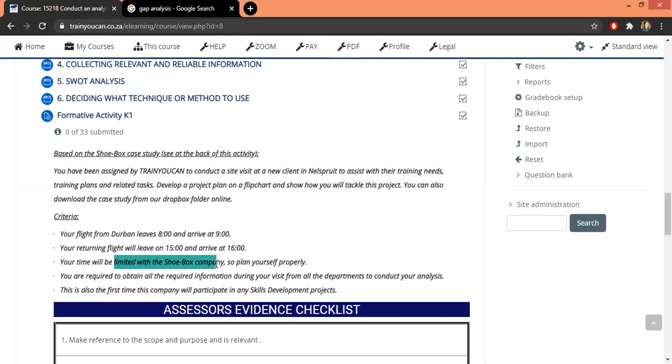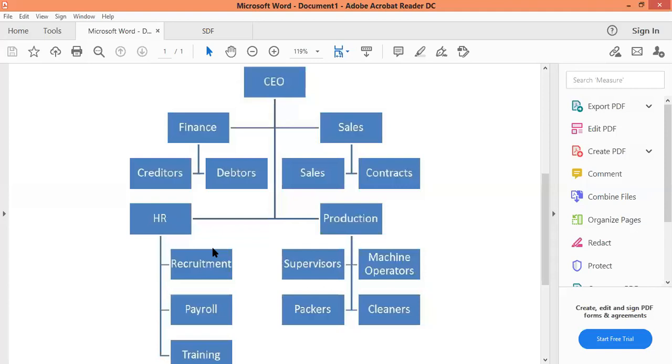Now, you're going to see the Shoebox Company. I believe it's the first time that they participate in training. So they're totally new and still negative about this. And your presentation to us must be a bit of a project management plan. How can you go to Nelspruit, only there 5 hours, get all the information, and make sure you're on your plane back? Okay, so let's make this a bit more complicated.